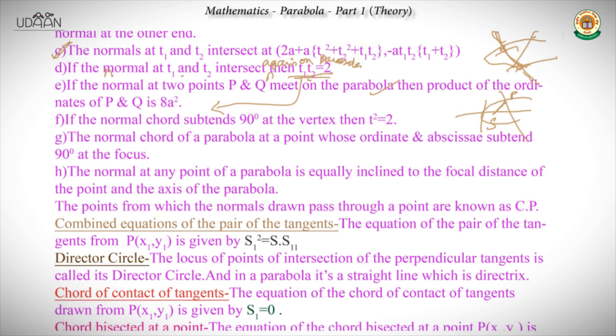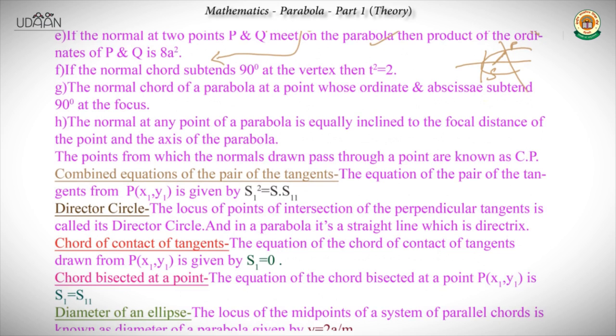Now we will study how to calculate the combined equation of the pair of tangents. From x1, y1, the combined equation of the pair of tangents is given by S1 square equals S into S11. We know how to derive S1, S and S11. And these types of formulas are the same for every conic, so you need not derive them for all.